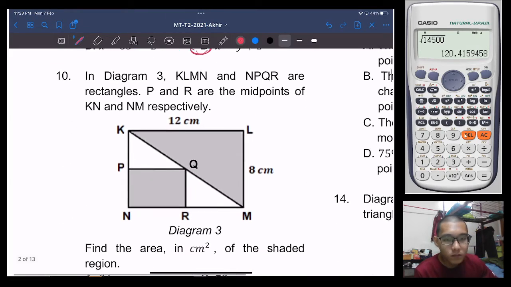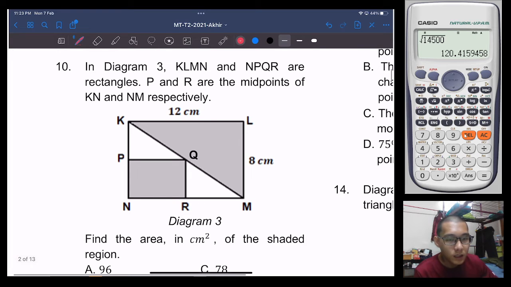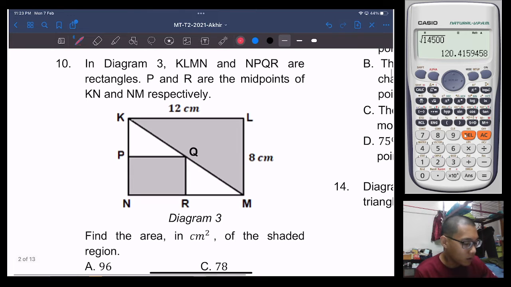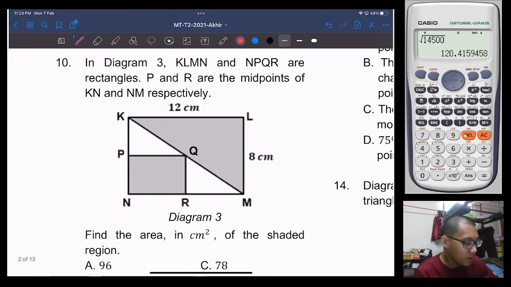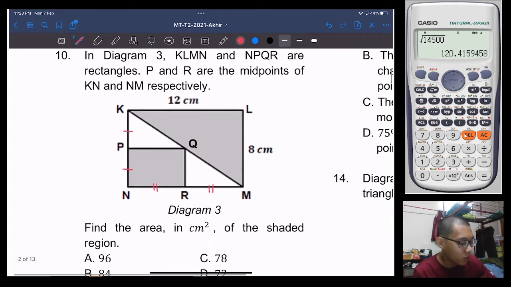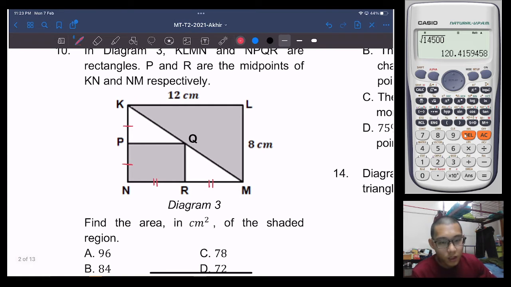Okay, now question 10. In diagram 3, KRMN and MPQR are rectangles. P and R are the midpoints of KN and NM respectively, which means here we have the same distance, same length. So find the area in cm square of the shaded region. Actually we have the fastest way to solve this question. We know that P is a midpoint, R is a midpoint. That means they divide equally.